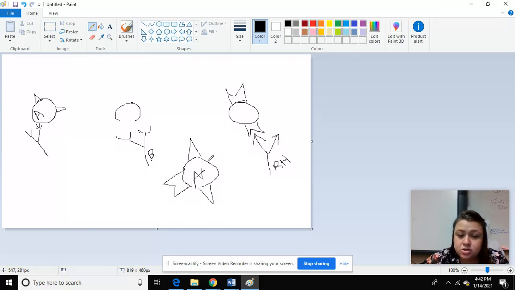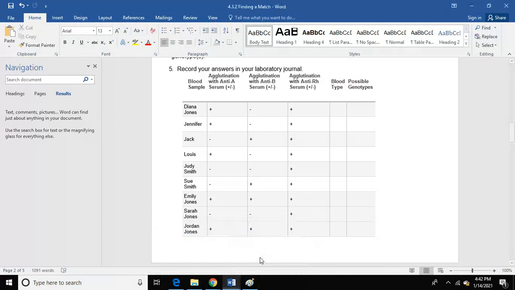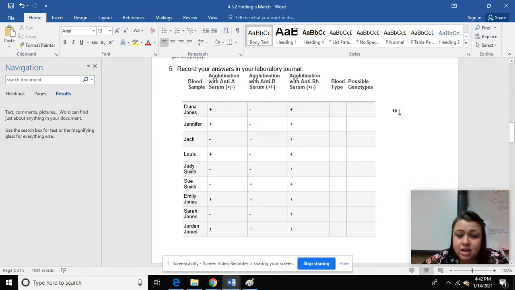I hope that helps. Just use that same rule and logic to help you figure out the blood type of the rest of the participants, so you can help find Diana a new kidney to help her out.